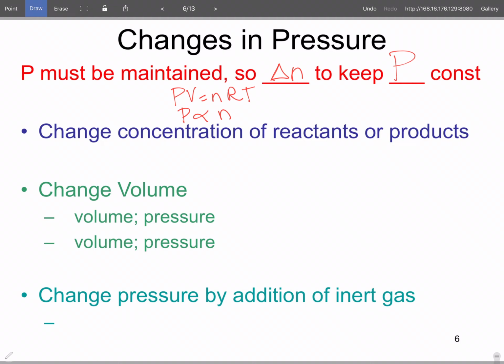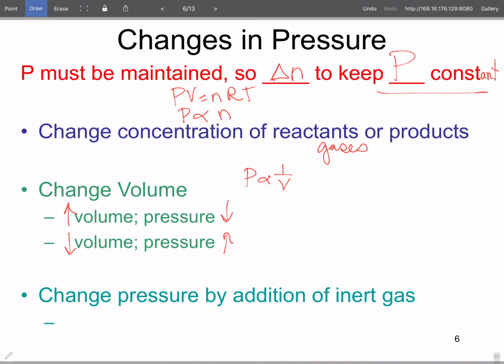Now, how do you affect the pressure? If your reactants or products are gases, then you change the concentrations. Seen that one before. The other way is to change the volume. Remember, pressure is inversely proportional to volume. So if you increase the volume, you drop the pressure. If you decrease the volume, you increase the pressure. So you're going to have to adjust the moles to keep the pressure constant. Okay, and I'll finish that out.